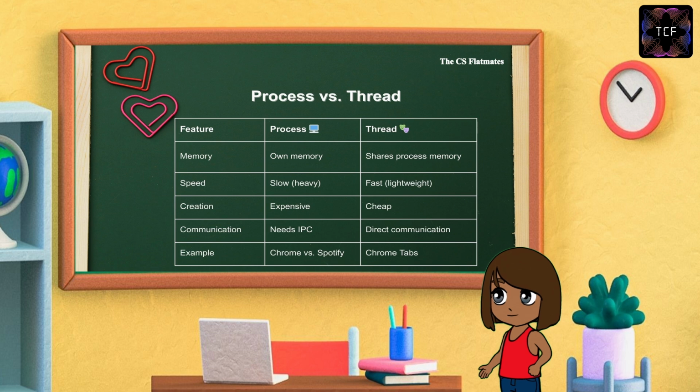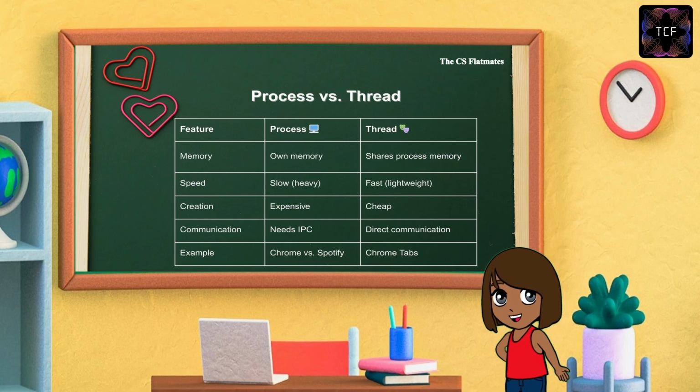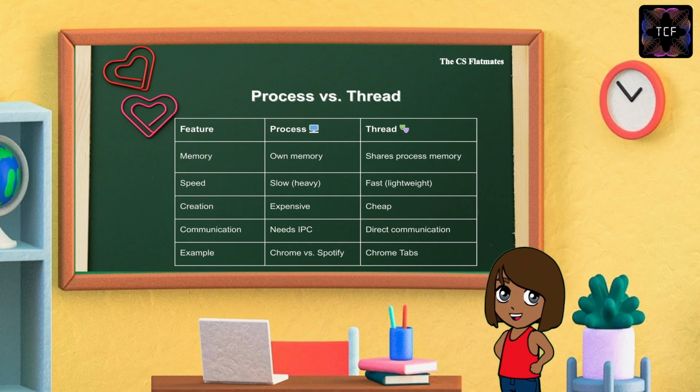Process is slow, needs separate memory and resources. Thread is fast, shares existing resources. Chrome browser, one process. Tabs inside Chrome, each tab is a thread. Real-life analogy: let a restaurant be a process. Threads are the chefs inside the restaurant, all working in parallel but sharing the same kitchen.